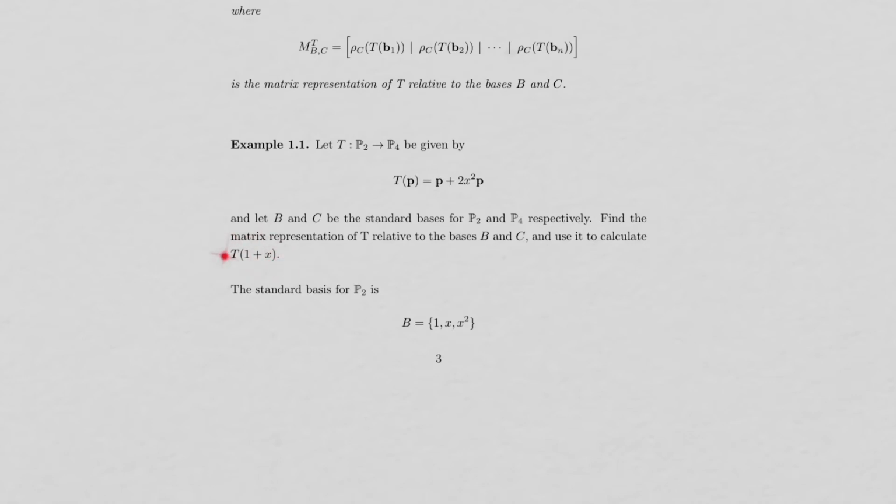To find T of 1 plus x, we're going to find the coordinate vector of 1 plus x relative to B, multiply that by the matrix that we just found to get the coordinate vector of T of 1 plus x relative to C, and then use the inverse transformation from C5, where the coordinate vector of this is, back to P4, where this vector is, and that will give us T of 1 plus x.